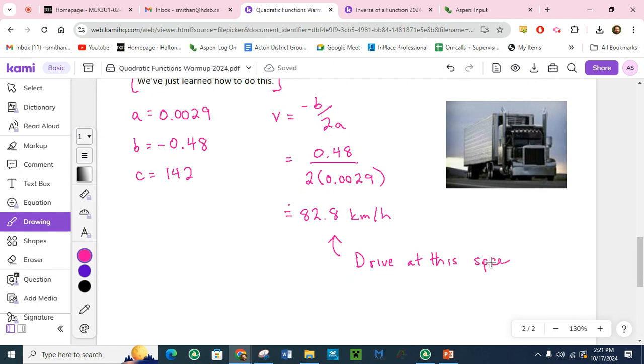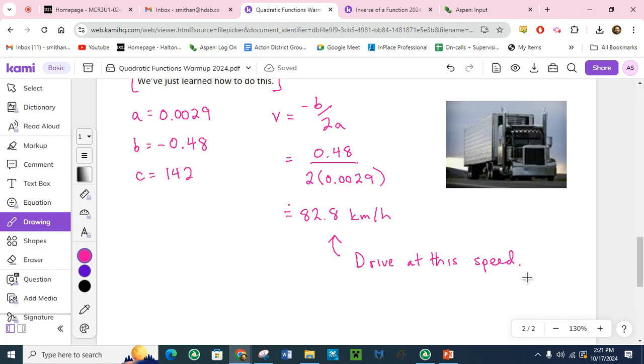So Bort should get in his transport truck, 82.8 kilometers per hour, set the cruise control, and he's going to minimize his fuel costs. Although if he's on the 401, people are going to be very mad at him for driving that speed. All right. So anything you guys want to talk about?